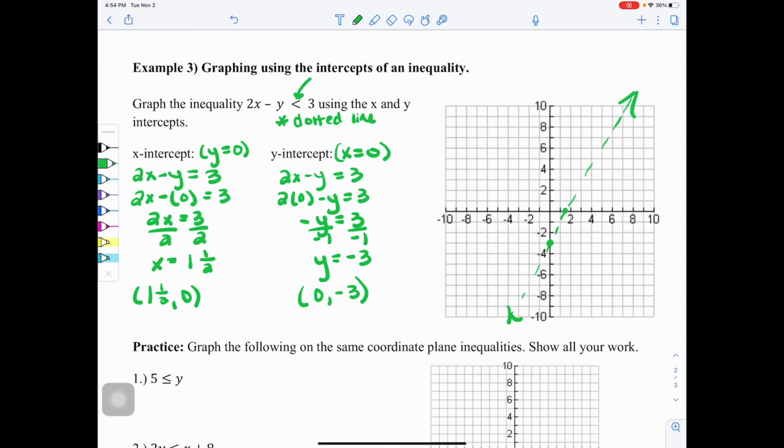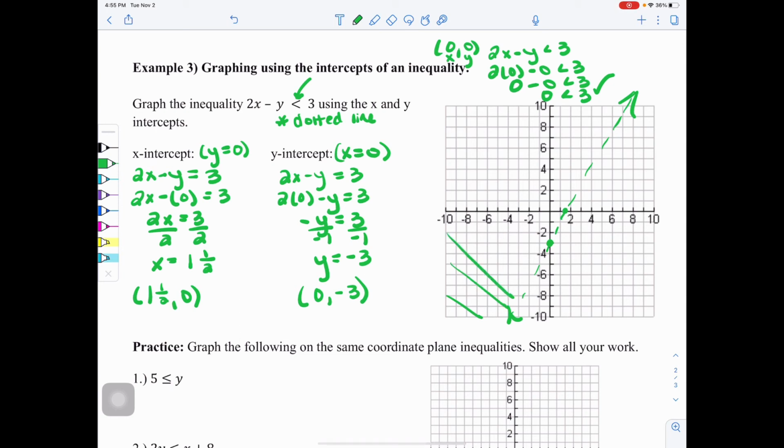So up here, I'm going to take my inequality, 2x minus y is less than 3. And I'm going to check the point 0, 0, which means my x is 0 and my y is 0. 2 times 0 is 0. 0 minus 0 is 0. Is 0 really less than 3? Yes, it is. So that means I need to shade towards 0, 0 to make sure that 0, 0 is part of my solution to my inequality. And then lastly, I'm going to label it with the original inequality.